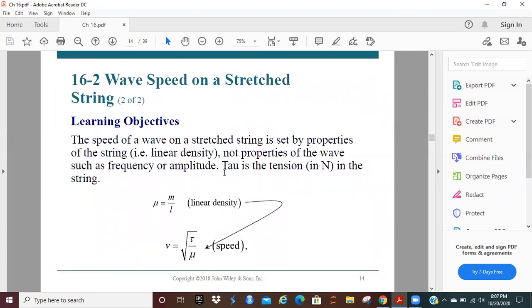So the speed of a wave on a stretched string is set by properties of the string, like linear density, not properties of the wave, such as the frequency or the amplitude. Tau is the tension in newtons in the string. That's what you're seeing here. Mu is going to be equal to m divided by L, the mass divided by the length, the linear density. And then you've got the velocity, which is going to be the tension divided by that linear density, and then take the square root of that. That'll be your speed.